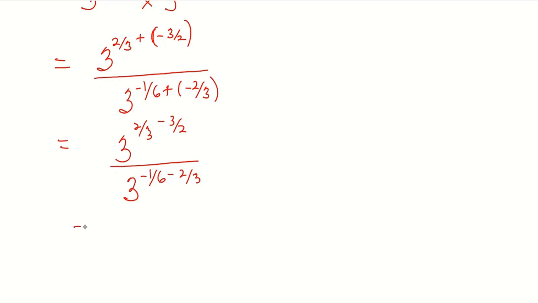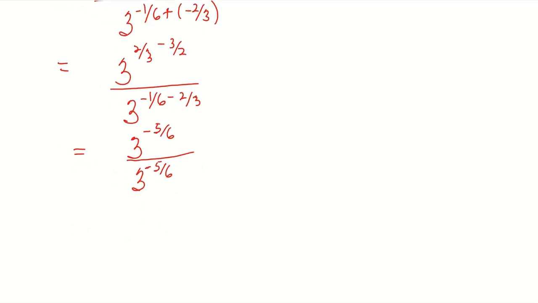And so we have here, maintain our base, and when we sum these two numbers, we are going to get minus 5 out of 6. Now divided by, when we sum minus 1 out of 6 and minus 2 out of 3, we maintain the base as 3, and we are going to get the exponent as minus 5 out of 6.